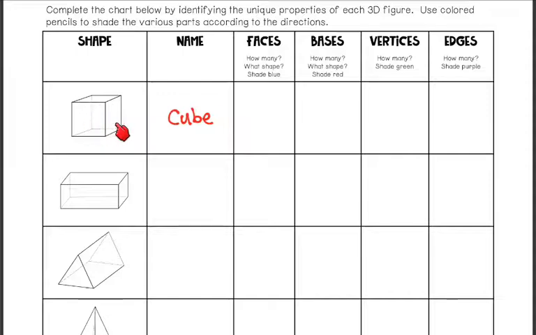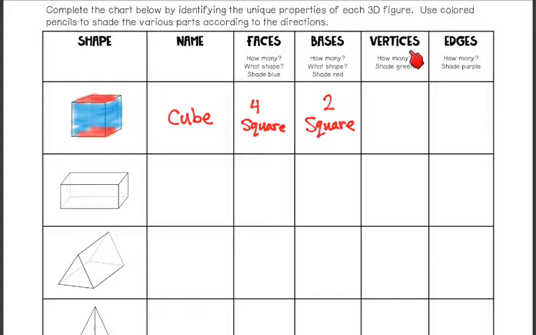And then the number of faces, we already said a cube has 6 faces. And then what shape are those faces? Well, they're squares. In order for it to be a cube, it has to have all squares. Then it says here, color the faces blue. So I'm going to go ahead and shade the 4 faces blue. Notice I didn't shade the top or the bottom. That is going to be actually our base, and there are 2 bases. They are both square. And I'm going to shade that in red.